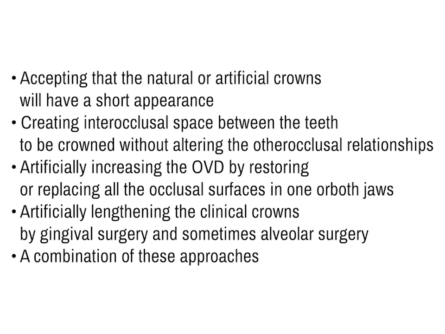Number 2, creating an interocclusal space between the teeth to be crowned without altering the other occlusal relationships. Number 3, artificially increasing the occlusal vertical dimension by restoring or replacing all the occlusal surfaces in one or both jaws. Number 4, artificially lengthening the clinical crown by gingival surgery, or sometimes alveolar surgery, crown lengthening. Number 5, a combination of these approaches.